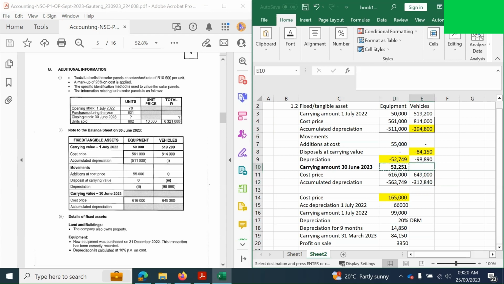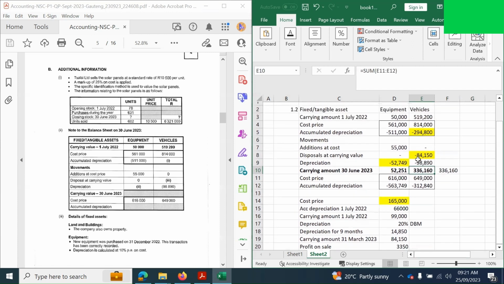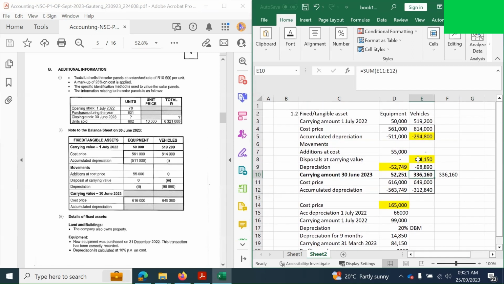Okay, so that gives me 312,840, bringing my closing balance for vehicles to 336,160. And just to double check that my numbers are correct, if I take my opening carrying amount and I deduct my disposals and my depreciation, I get 336,160. Okay, so then I'm happy with the closing carrying amount for vehicles. All right, so that answers question 1.2.